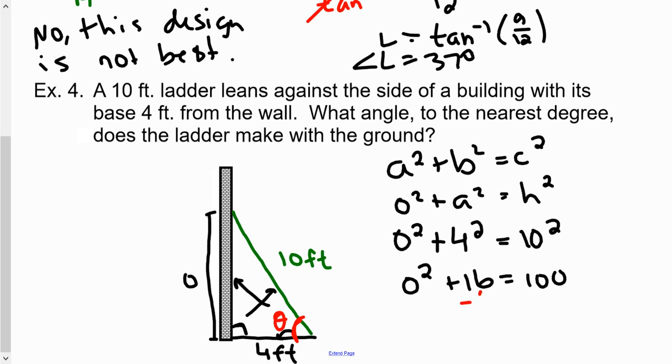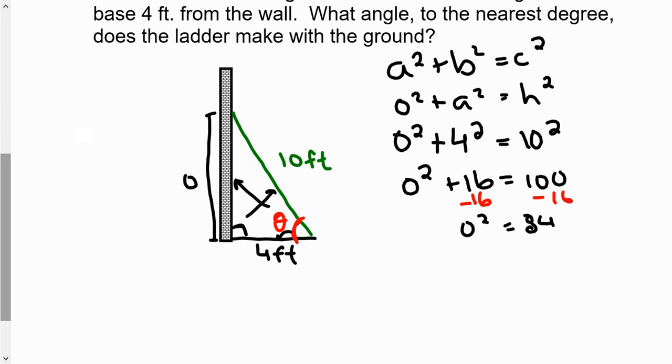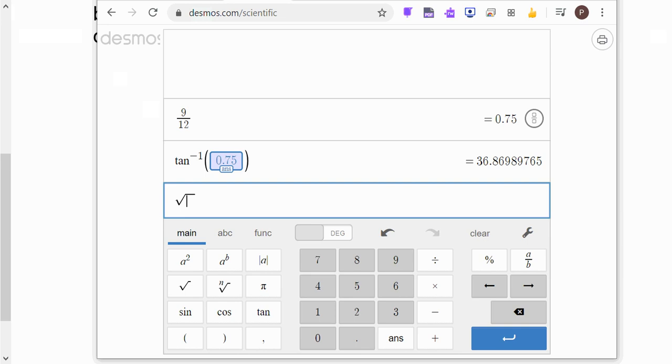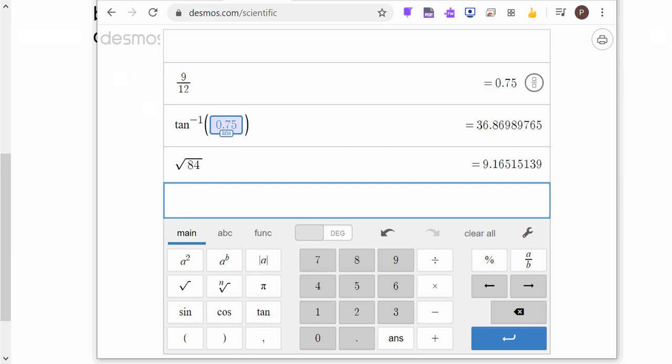If I bring the 16 to the other side, I'm subtracting. O squared is 84. And then the last thing I'm going to do, I need to square root both sides because I need to find out the length of just O, not O squared. To undo that square, I square root. I'll just pull up my calculator here. We'll take the square root of 84, and that gives me 9.16.